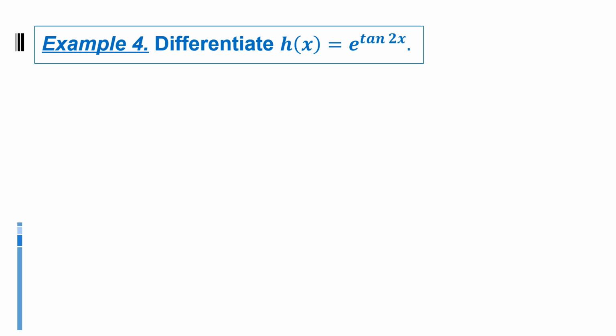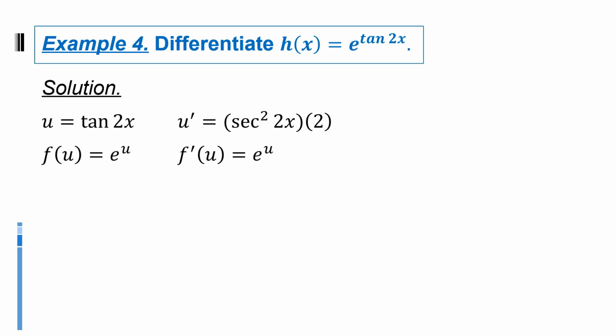Okay, this example involves exponential tsaka trigonometric. So, let's differentiate. h of x equals e raised to tan 2x. Our u here is tan 2x and our f of u is equal to e raised to u. Pansinin ninyo, yung tan 2x natin is para siyang composition ng dalawang function. That is, let's say v equals 2x and f of v is equal to tan v. Ang v prime natin ay 2 at ang f prime of v natin is secant squared v.